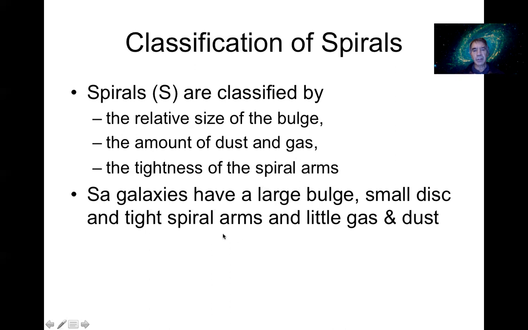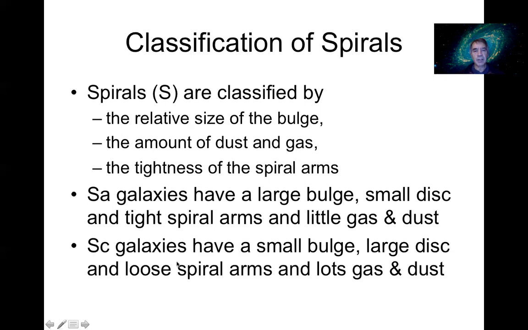So SA galaxies, these are the ones that have a large bulge relative to the disk. They have quite tightly wound spiral arms, so nearly circular, and very little gas and dust. And of course, this goes together because the bulge population does not have any gas and dust associated with it, whereas the disk does. So this really follows from the fact that you've got a large bulge and a smaller disk.